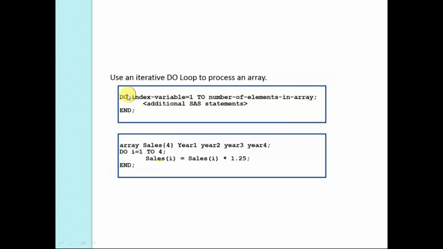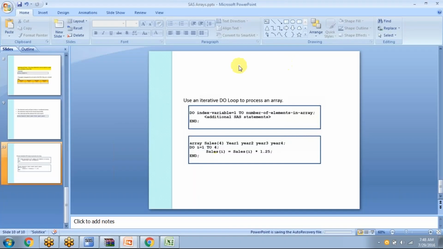And anyway, you know the syntax for a do loop, right? Do index variable equals 1 to the number of elements in an array. In an array you list some elements, right? So you have to process each element. You have to run the loop on each element, and you can achieve your desired task.